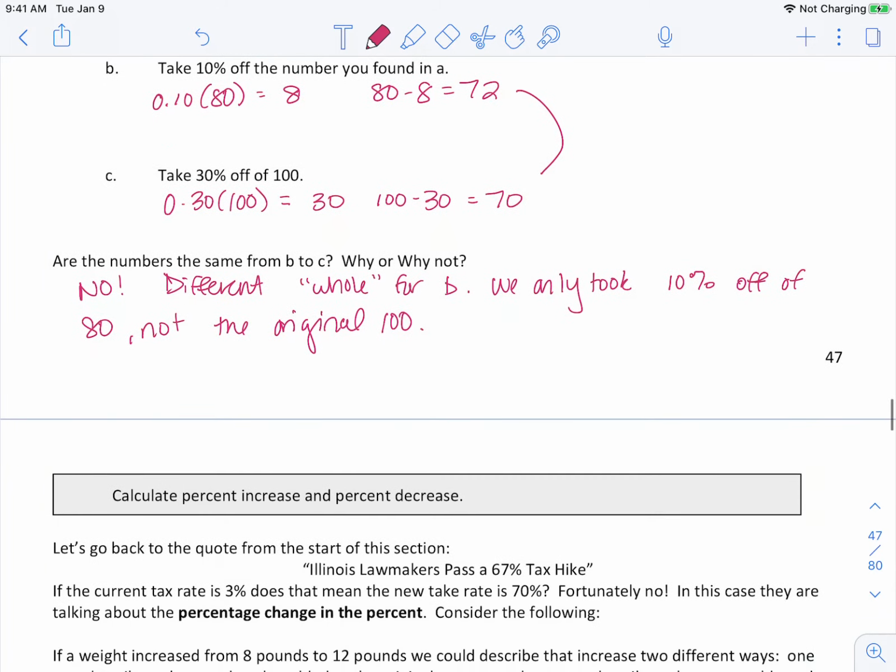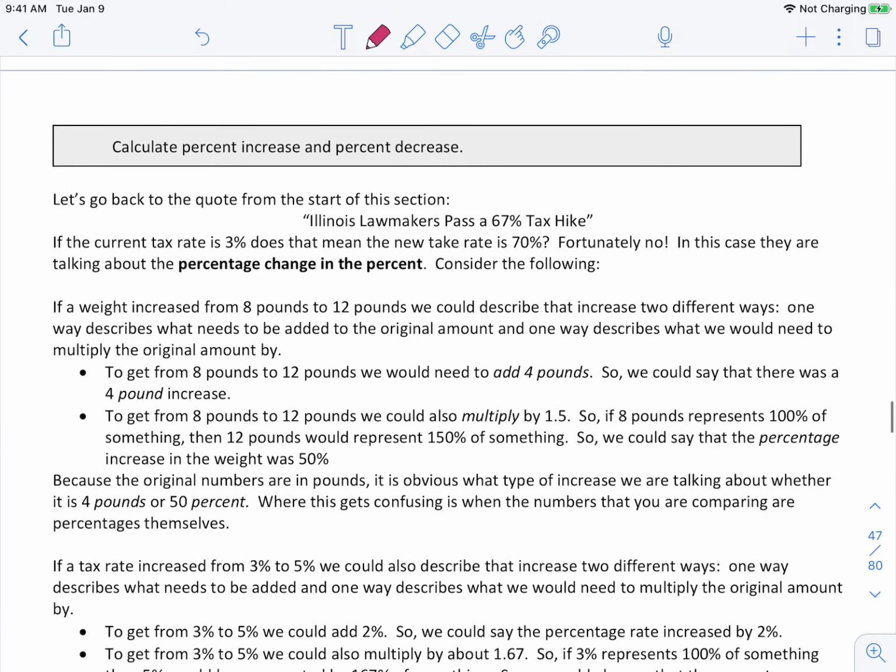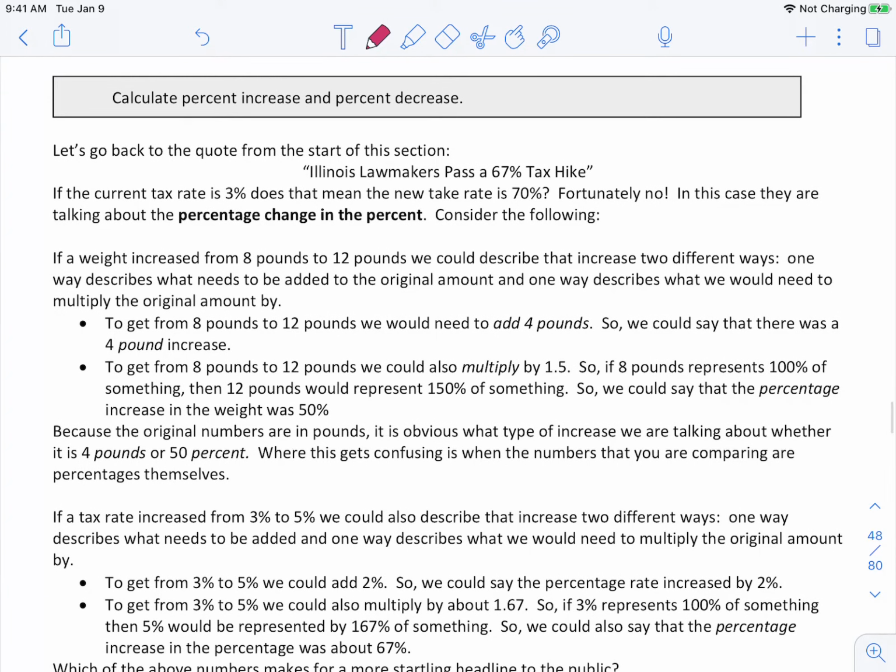Okay, next we're going to do percent increase and percent decrease. So here we talk about the quote again. If the current tax rate is 3%, does that mean the new tax rate is 70? Unfortunately, it's not. In this case, they're talking about the percent change in the percent, so a percent of a percent. So if a weight increased from 8 pounds to 12 pounds, we could describe that increase two different ways. We could describe what needs to be added to the original amount, and one way describes what we would need to multiply the original amount.